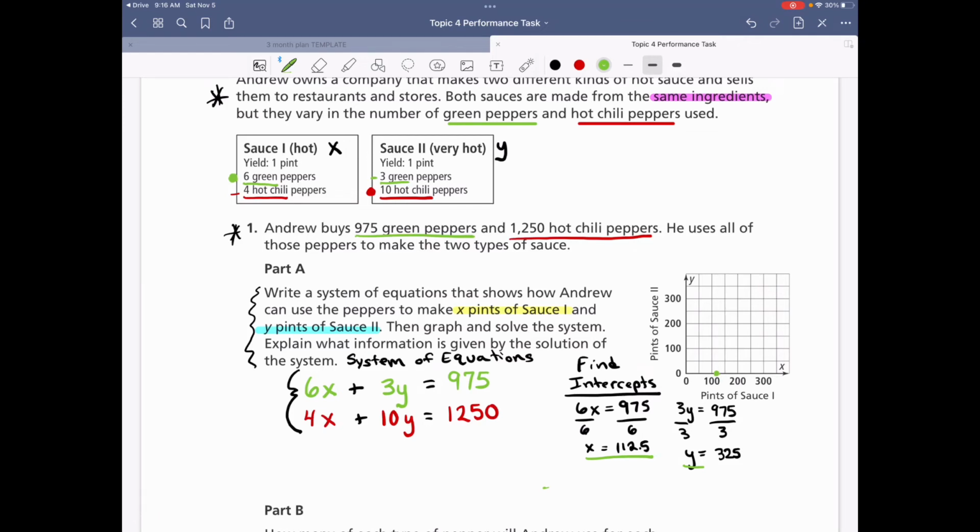That is for the green chili peppers. We have 325. So that we're going to put that right here. So what do these mean? That means that we could just make the sauce 1, and if we're only making sauce 1, we could make 112 pints of sauce 1. And if we're just making sauce 2, we could make 325 pints of sauce 2 with this amount of green chili peppers. And so I just connect those.